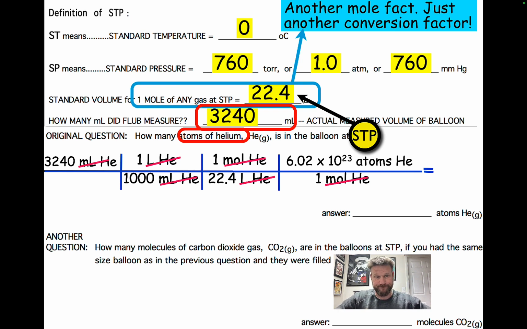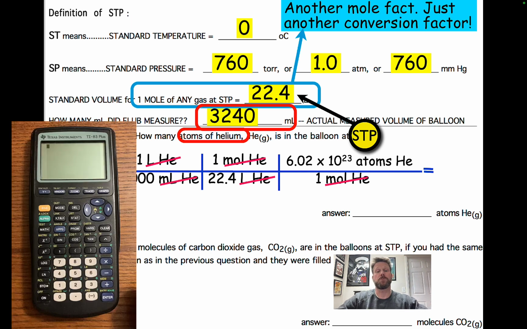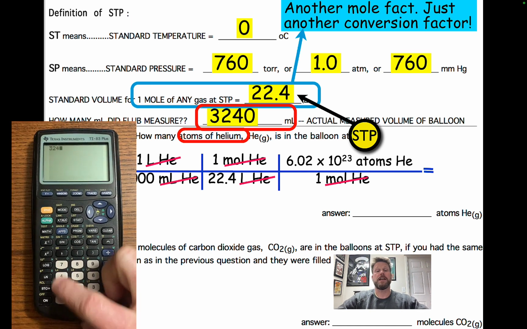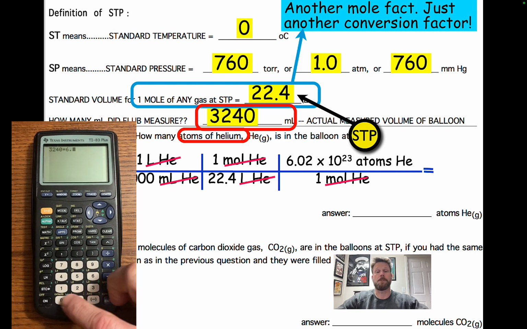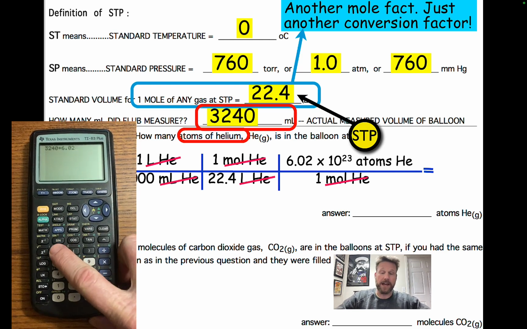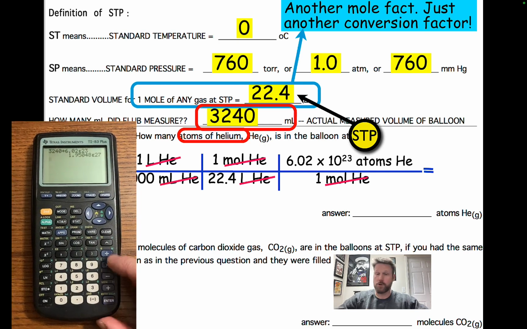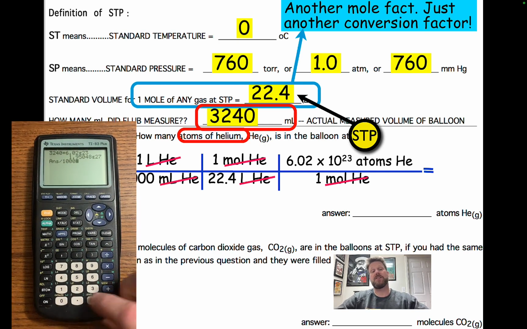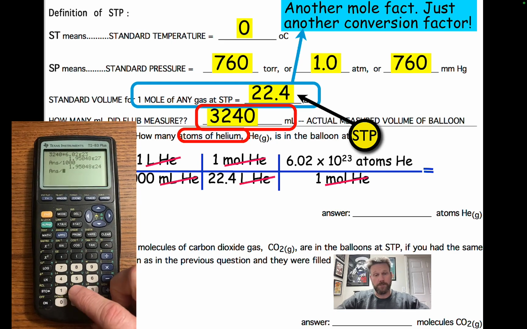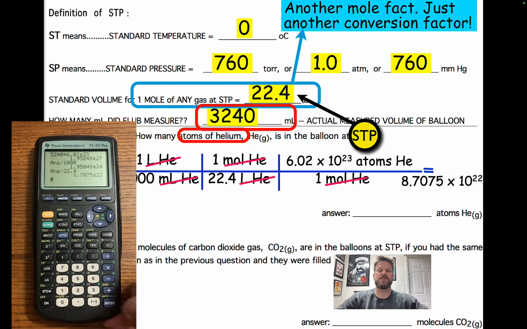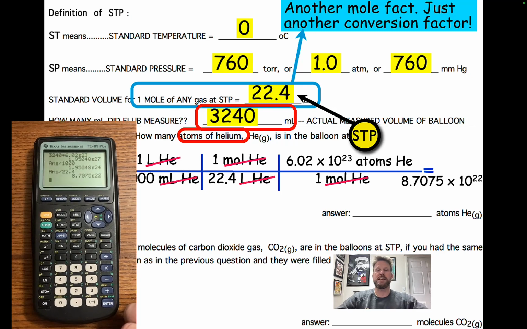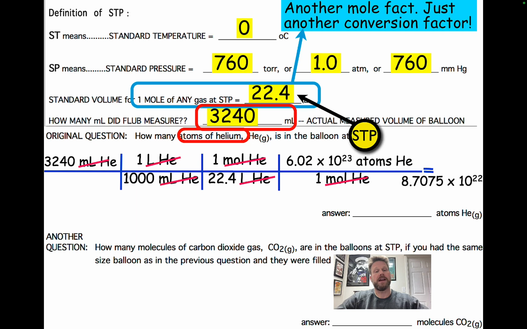Extraordinary. To perform this calculation, multiply the numbers on the top of the train track together and divide by the numbers on the bottom of the train track. In this case, we will need to multiply 3,240 times 6.02 times 10 to the 23rd, then divide by 1,000, and divide by 22.4. This will give us 8.7075 times 10 to the 22nd atoms of helium. The number given to us in the problem has 3 significant figures, so the answer can only have 3 sig figs. The correct answer to this problem is 8.71 times 10 to the 22nd atoms of helium.